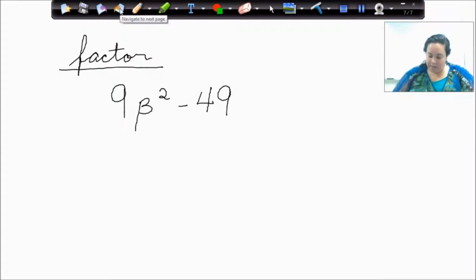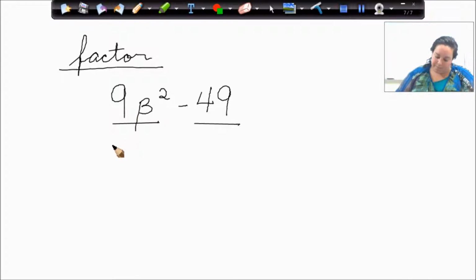We want to factor this. This is 9 beta squared minus 49. Whoa, beta, Greek letters. Okay, is this going to be able to be factored just because there's Greek letters in it? Yeah, it'll be fine. This is a difference of squares. So difference, remember, means subtraction. So we need something squared right here and something squared right here. Can we rewrite this as something squared? Sure we can. This is 3 squared, and this is beta squared.